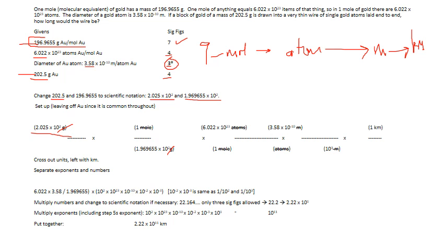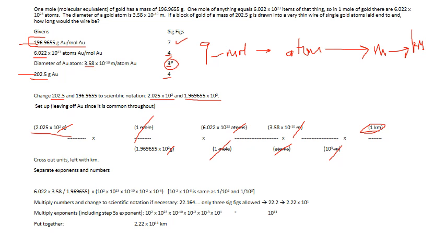Okay, so I'm going to use this conversion here. I'm going to use 6.022 times 10 to the 23rd over 1 mole, so the moles cancel out. And then I know there's 3.58 times 10 to the minus 10th meters per atom, so the atoms cancel out. And I know there are 10 to the third meters per kilometer. The meters cancel out, and I end up with kilometers.